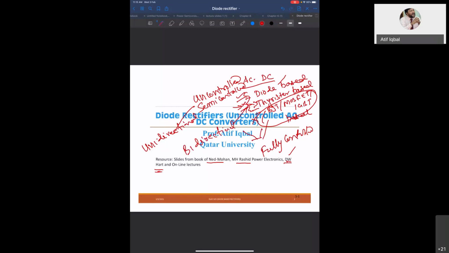What is the meaning of unidirectional and bidirectional? Unidirectional means current flows from AC to DC side only. But if you have a bidirectional converter, then the current can flow from DC to AC side also. So if you are using battery charging applications, then you will use an AC to DC converter. But if you have regenerative braking, for example, or V2G operation, electric vehicle to grid operation, then we will use the second one.